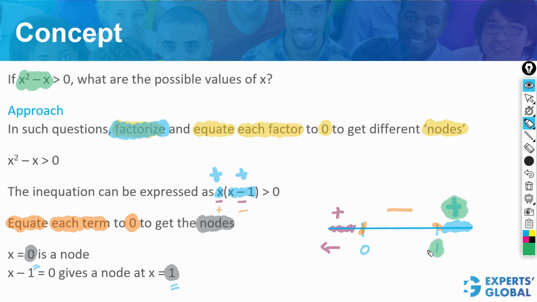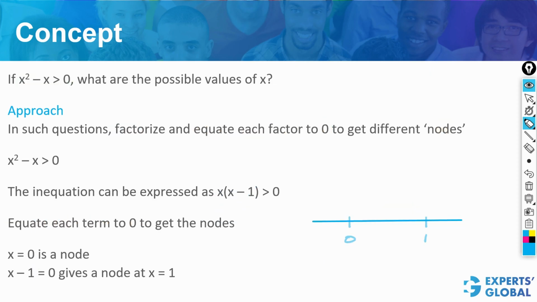It is positive when x is greater than 1. It is positive also when x is less than 0, but the value is negative when x is between 0 and 1. The question seeks positive values, therefore the ranges to be considered are this range and this range. The correct answer here is x is greater than 1 or x is less than 0. A shortcut here is to simply plot all the nodes, and on the rightmost side, the value is always going to be positive, and then alternately, it will become negative and positive. The question seeks positive values, therefore, these are the ranges.